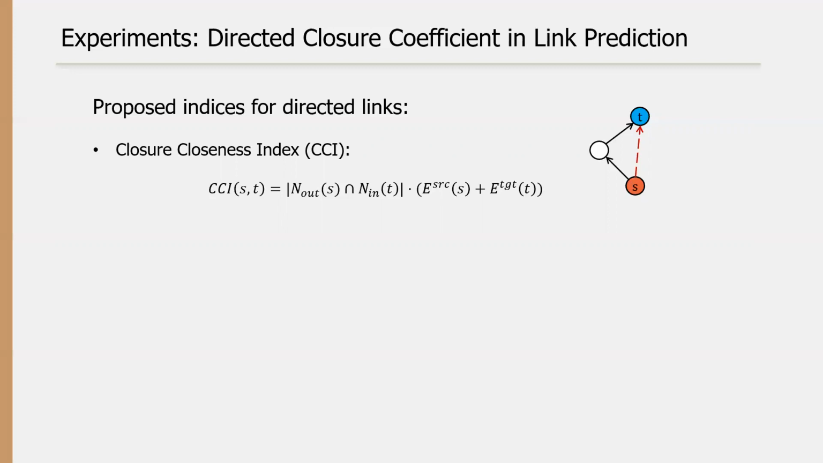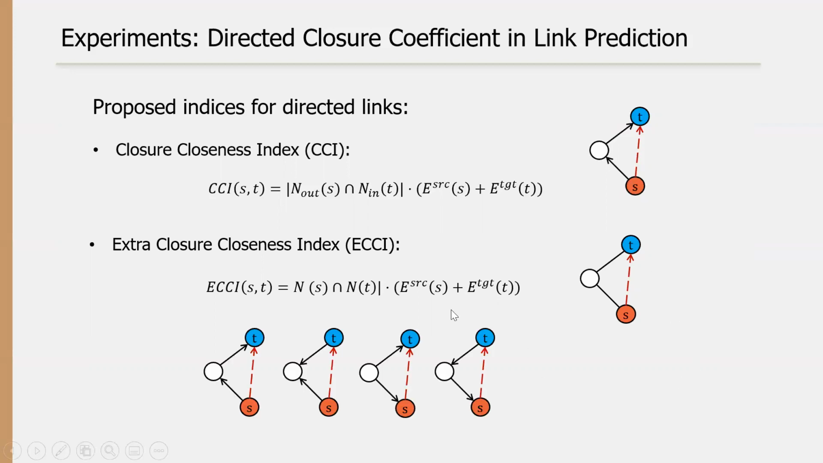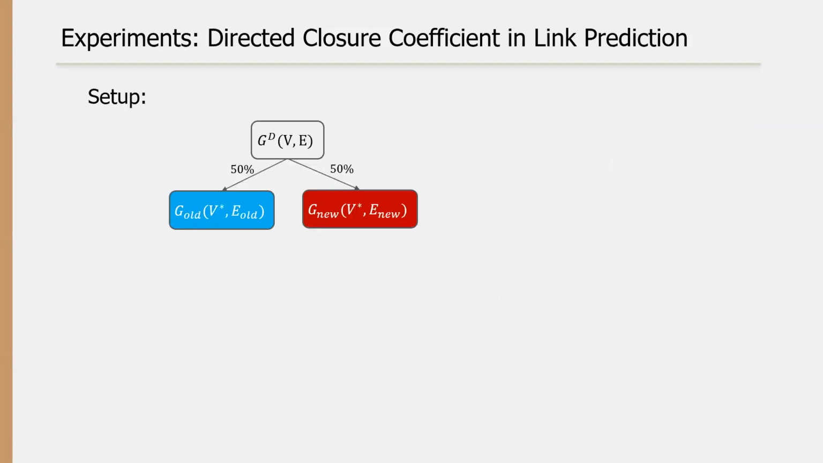The second proposed index is only a small change on the first part, which uses the common neighbors instead of the directed common neighbors. This is because the second part can already bring in the inclination. So here, we count all common neighbors of nodes S and T regardless of the direction. We skip over the setup.